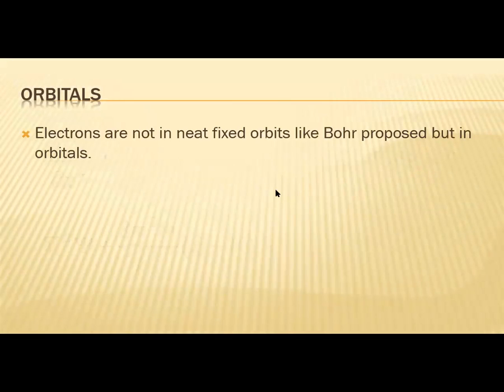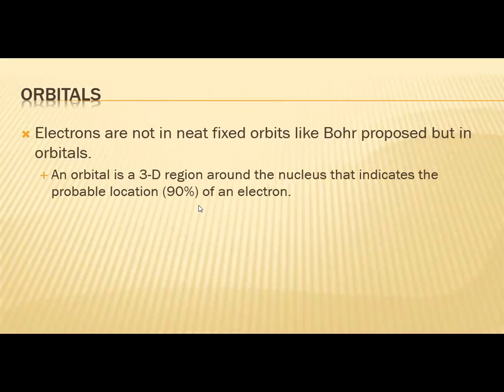So what are we learning? We're learning about orbitals. All right, the electron's not in neat fixed orbits like Bohr proposed, but an orbital is a 3D region around the nucleus that indicates the probable location of an electron. All right, where will that electron be 90% of the time? We can't think of 100% for the electron because the electron moves too fast. It teleports. It does all this weird thing, quantum entanglement, all kinds of fun stuff, quantum tunneling. Anyway, 90% of the time we can get an idea of where the electron is. We can do that. All right, these are going to be our orbitals.